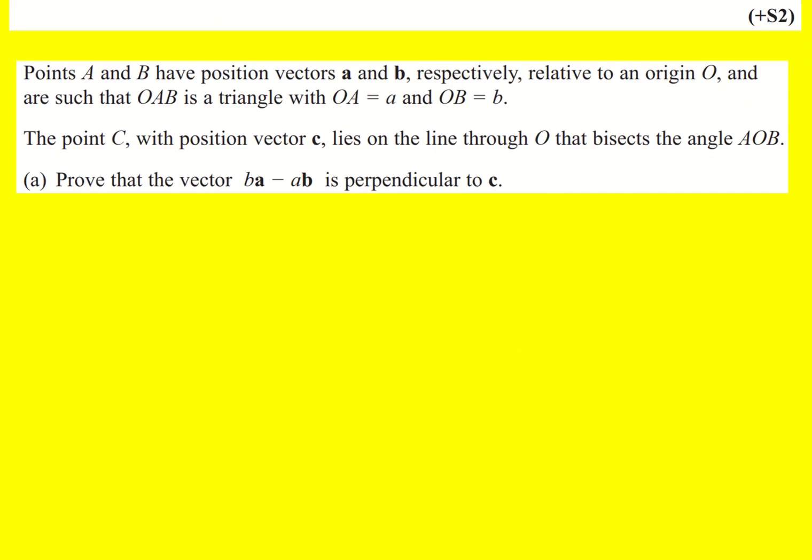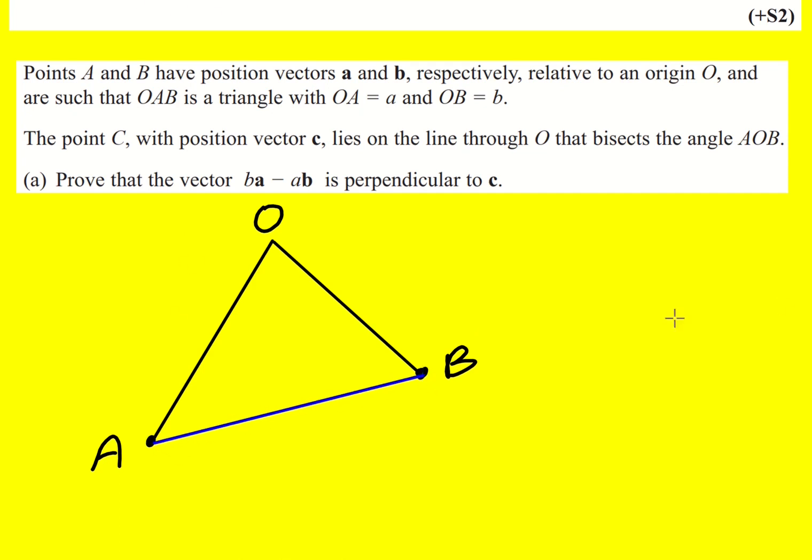So we've got position points A and B with position vectors little a and little b, respectively, relative to an origin. So maybe I'll just draw it like that. Then this is going to be O, this can be A, and this can be B. And they're such that OAB is a triangle. So I might just connect it like that. And I should also call that then A.